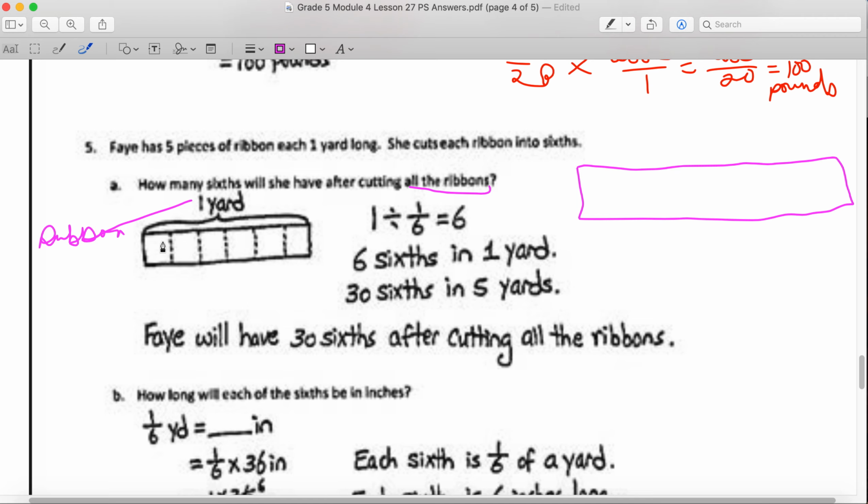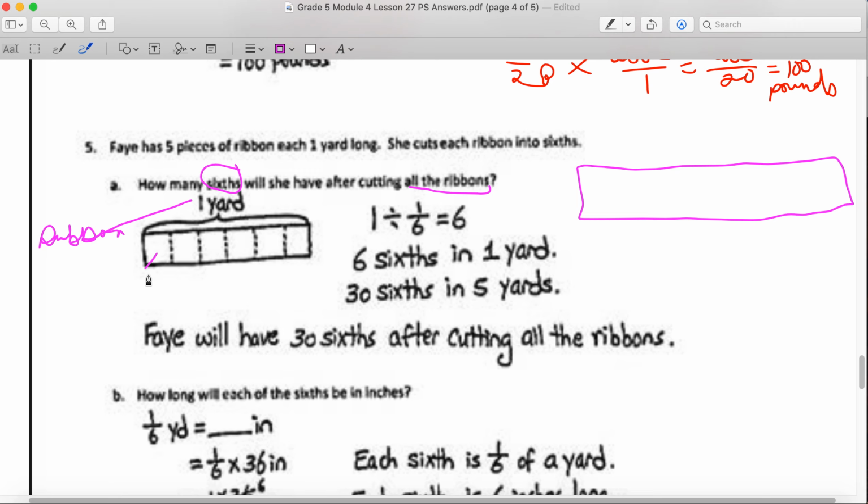I can break this up into 6 pieces. 1, 2, 3, 4, 5, 6. So I have 6 sixths in 1 yard. Here's 1/6 because she wants what? How many sixths will she have? So for this 1 yard, there's how many? 1, 2, 3, 4, 5, 6. There are 6 sixths. I don't know if that makes sense there.